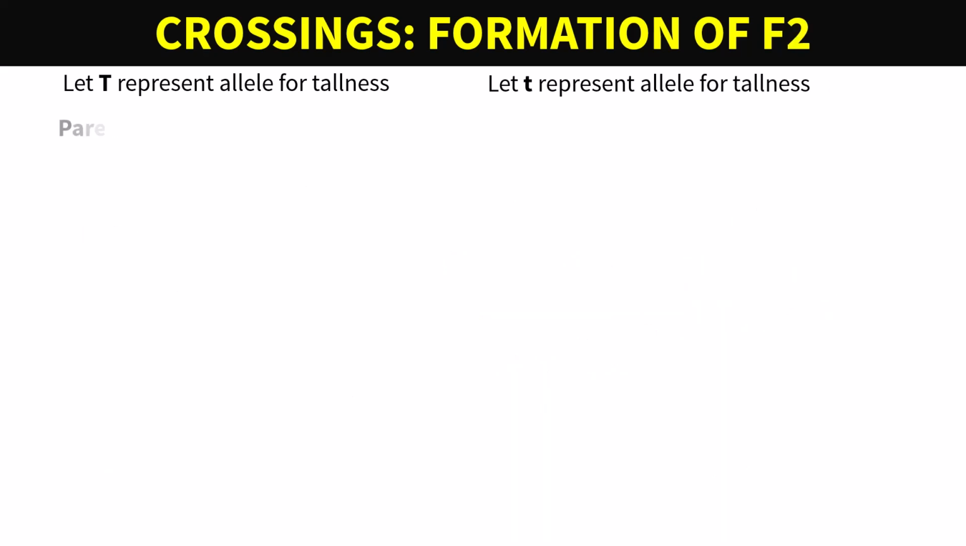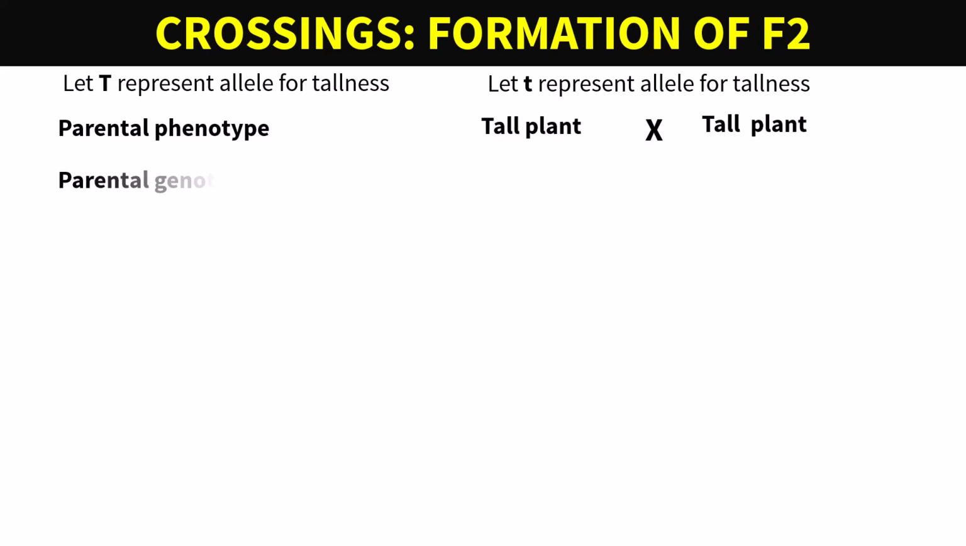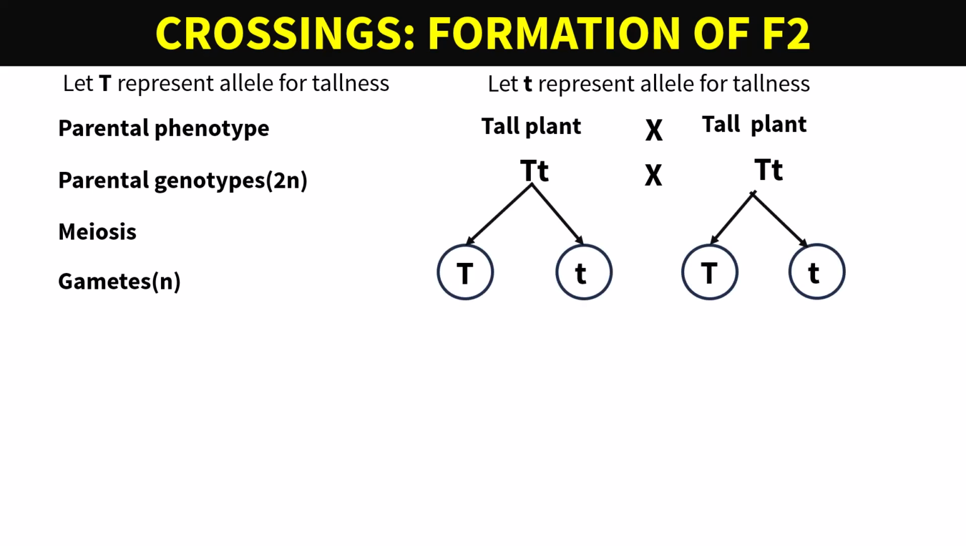Crossing plants from the F1 generation. Parental phenotypes, tall plants crossed with tall plants. Parental genotypes are heterozygotes, and have both capital T and small t. Meiosis leading to the formation of gametes. Alleles separate and form gametes, with each allele in a different gamete. This forms the first Mendel's law of genetics. We are going to dive into its details in the new A-level adapted competency curriculum.